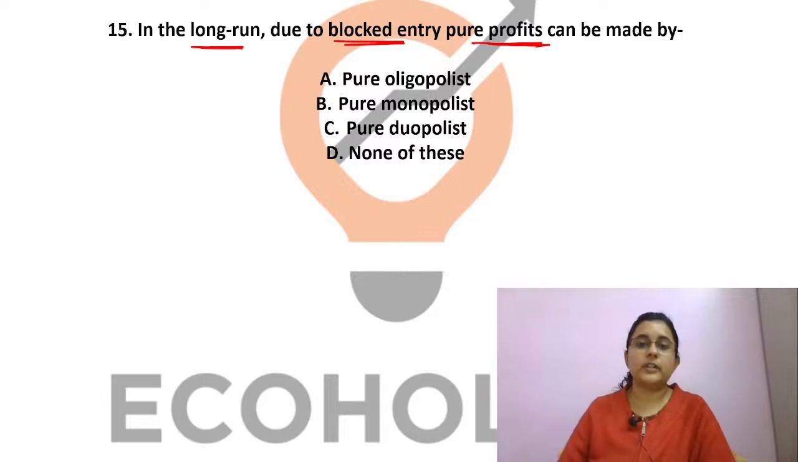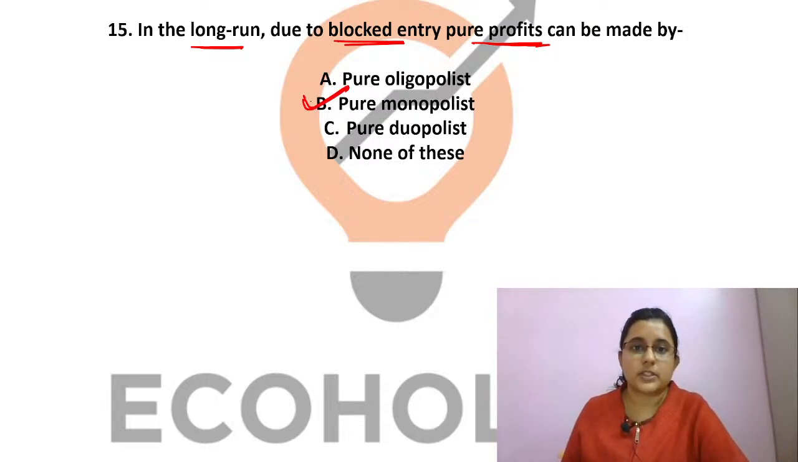Okay, very good. So it will be pure monopolist. It will be pure monopolist who will be associated with pure profit due to blocked entry in the long run. Very nice, excellent.